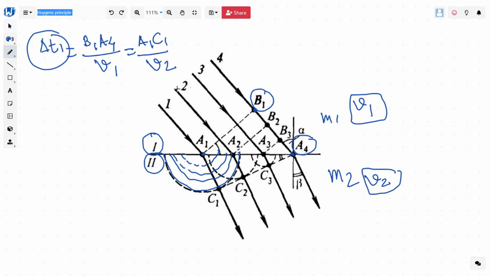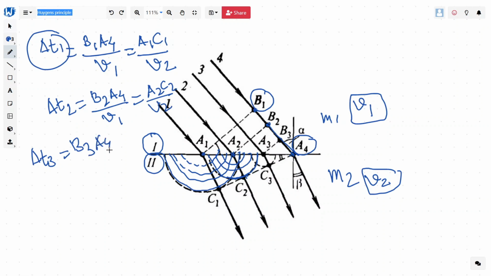Now assume ray number 2 reaches here at A2, and after delta t2 time, in the same time the ray travels from B2 to A4. So B2A4 at velocity v1. As it reaches A2, it also forms a secondary source, and finally in t2 it is here. So the ray travels from A2 to C2 with a velocity v2. Similarly, for delta t3, it will be B3A4 divided by v1 is equal to A3C3 divided by v2.